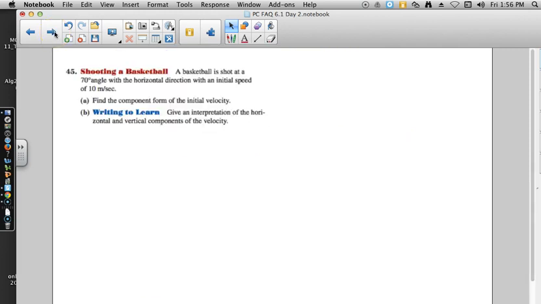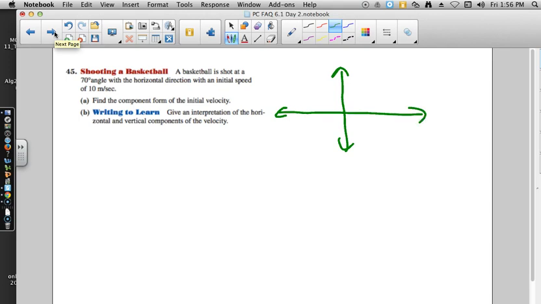Next up, shooting a basketball. All right, so shooting a basketball. We have a basketball that's shot at a 70-degree angle with the horizontal direction. Fabulous. No bearing. That's 70 degrees. And it has an initial speed, an initial magnitude of 10 meters per second. So A says, let's just find the component form of that initial velocity.